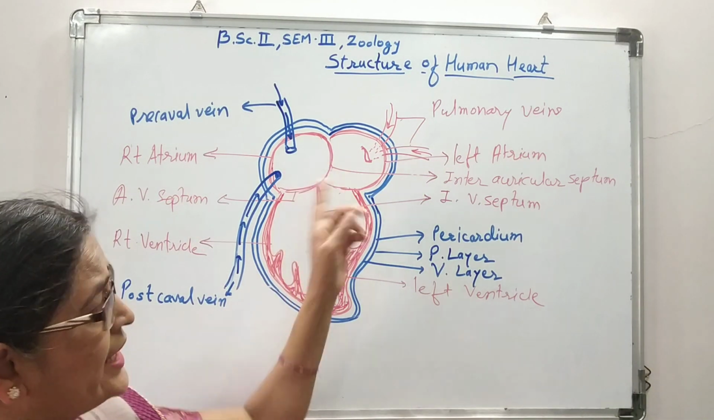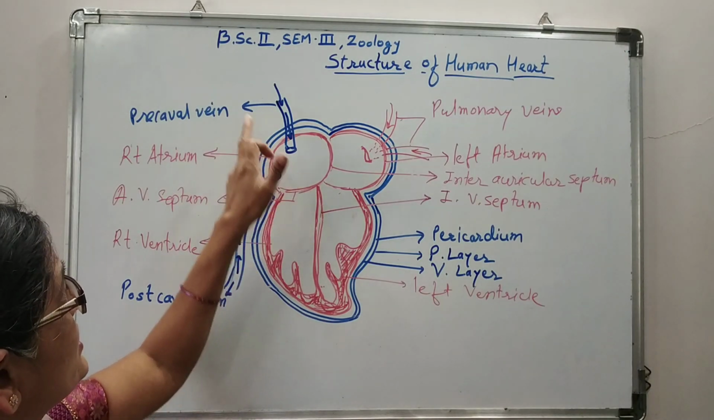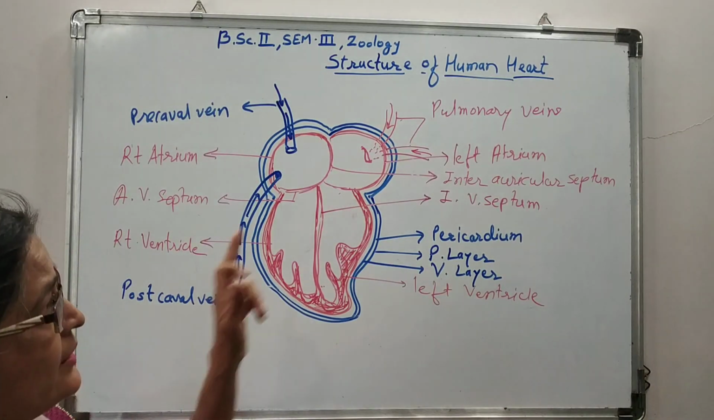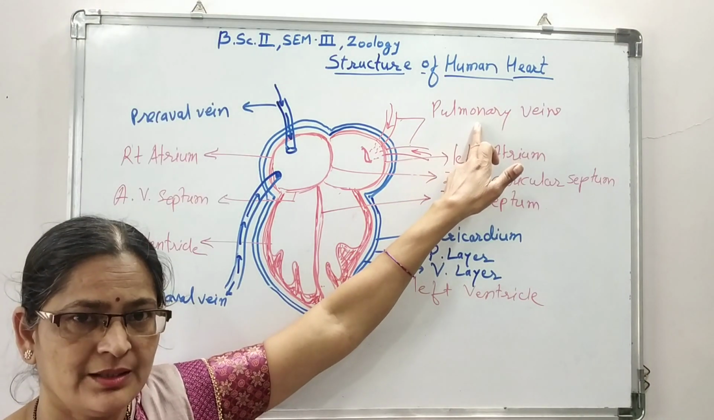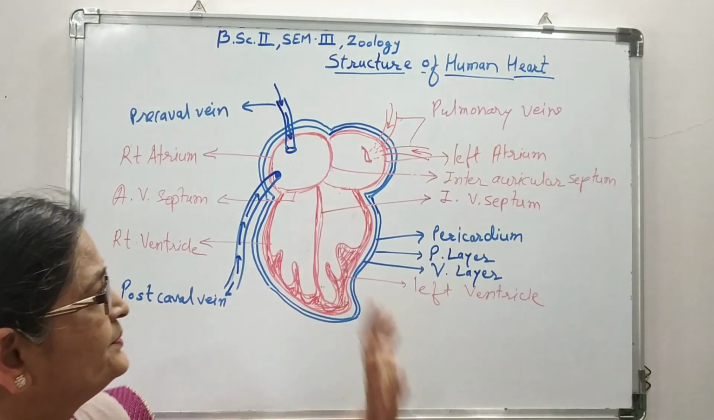Thus these both atria are the receiving chambers. The right atrium receives impure blood or deoxygenated blood, and the left atrium receives pure blood or the oxygenated blood from the lungs.